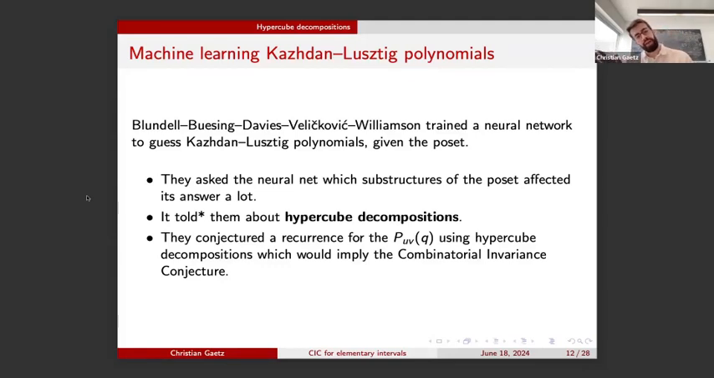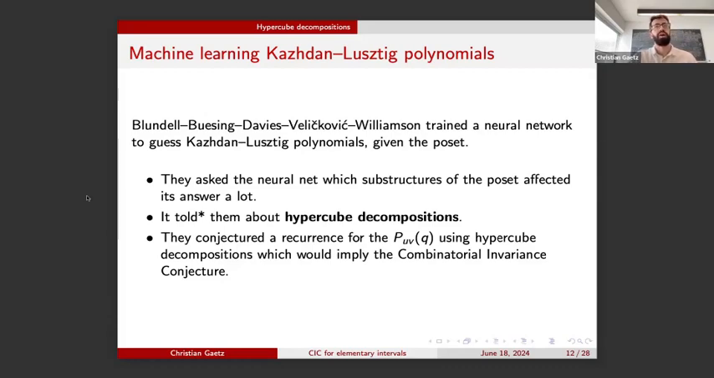After they had done that, and they had a neural net which was good at guessing the polynomials, they somehow asked it which substructures of the poset affected its answer a lot. And after consulting their neural net for long enough, they figured out this concept I'm going to tell you about of a hypercube decomposition. So this is a certain substructure within an interval in Bruhat order, which conjecturally is going to allow us to write a Kazhdan-Lusztig polynomial as a combination of smaller Kazhdan-Lusztig polynomials, and therefore would imply the combinatorial invariance conjecture.